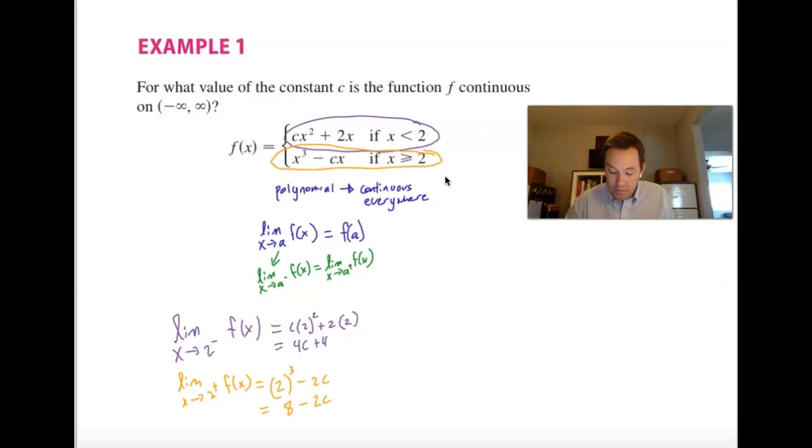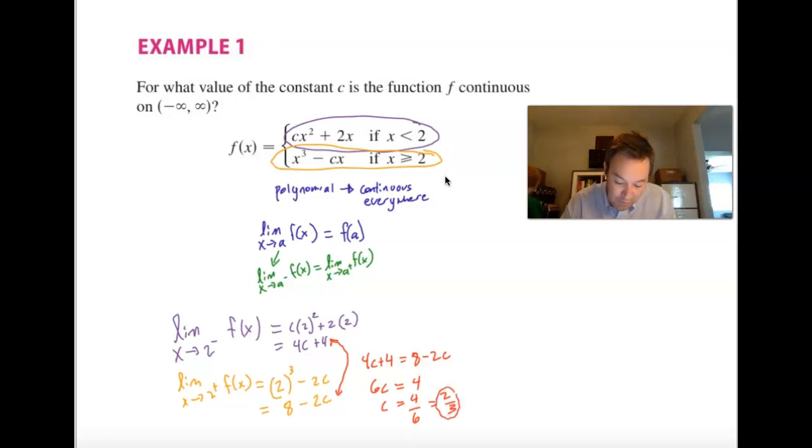For the overall limit, you need the left-hand limit and the right-hand limit to be the same, so we set those equal to each other. 4c plus 4 is 8 minus 2c. Now we can solve for c. I'm going to add 2c to both sides, which gets me 6c, and subtract 4 from both sides, which gets me 4. So c equals 4 over 6, which is 2/3. This is my claim, that c equals 2/3 will make that function continuous at those points.